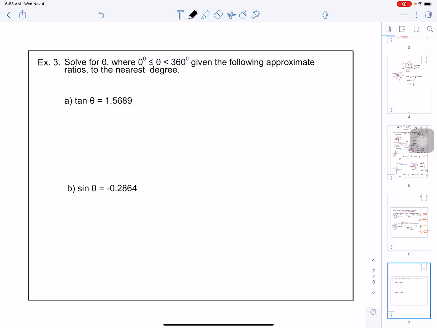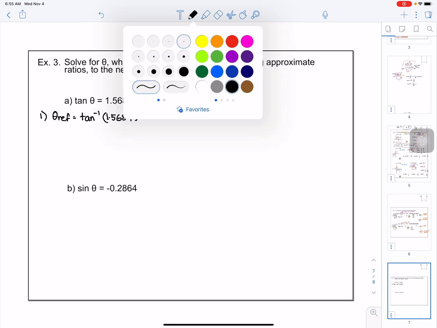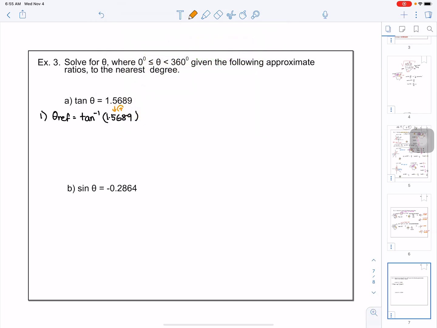So my first step stays exactly the same. I find theta reference, but I just use my calculator. So I'm going to use my tan inverse function, and I'm going to only put a positive ratio in. So we only want to be positive. Let's just use orange. We only want to make this always positive because we're dealing with our reference. So on our calculator, this is what's going to help us find the reference angle. We're going to go second tan.